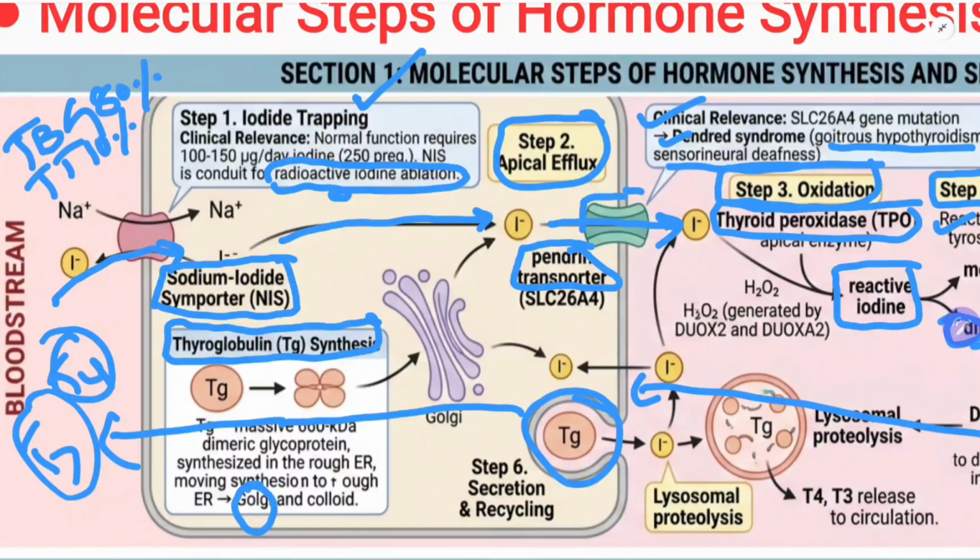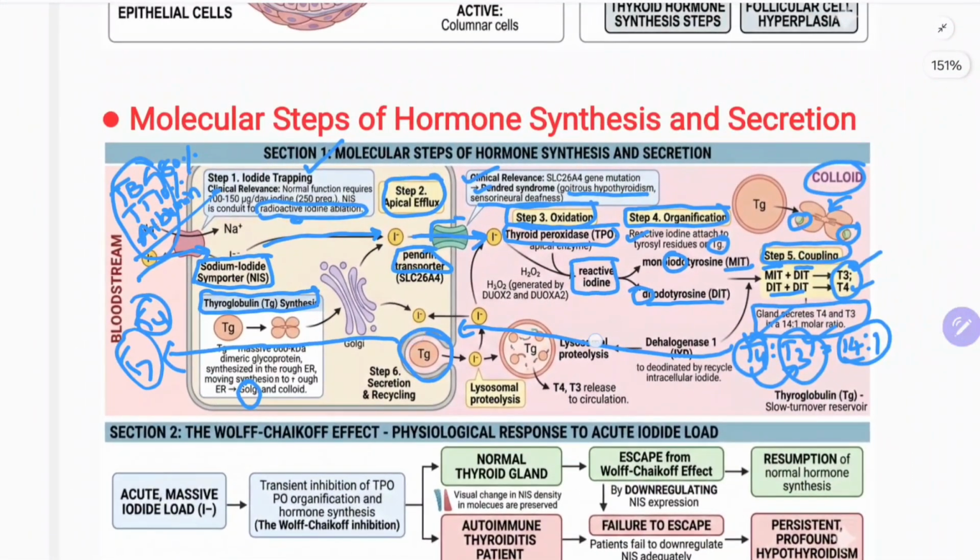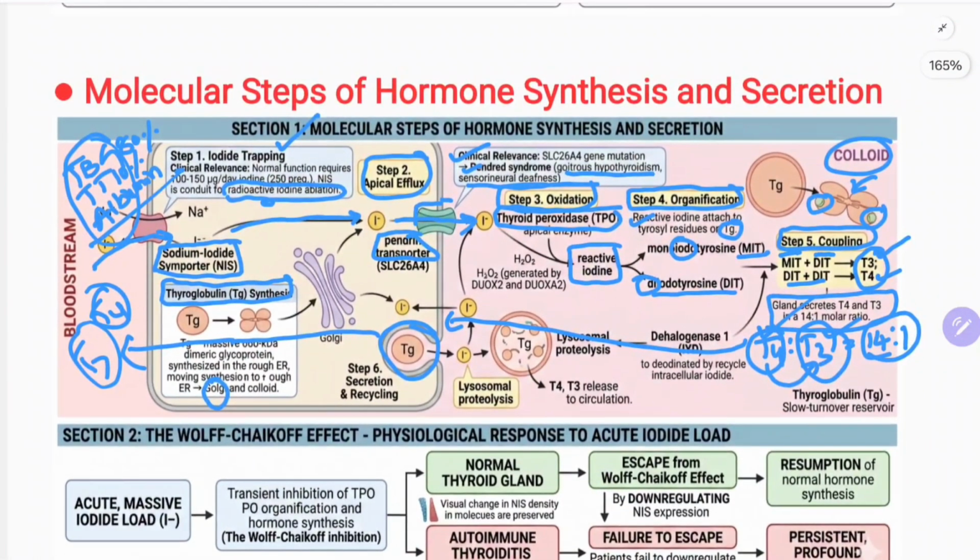Third is albumin. So a very small quantity is combined with albumin. T3 and T4 attach to these three proteins, and they will move through the body in the circulation and act on the target cells. So that's about the molecular steps of hormone synthesis.